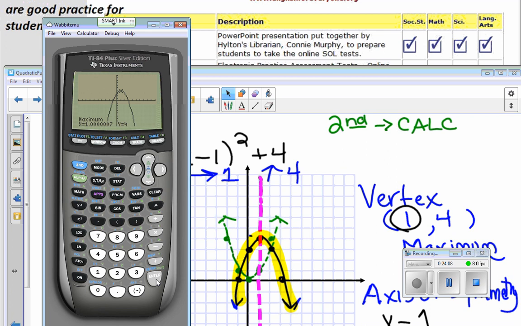So, the calculator sometimes gives you the exact answer. Okay?